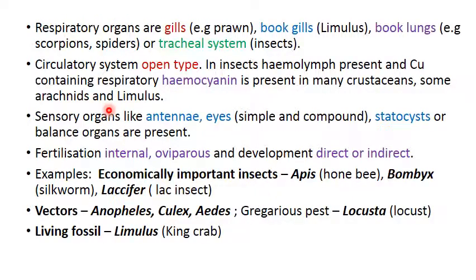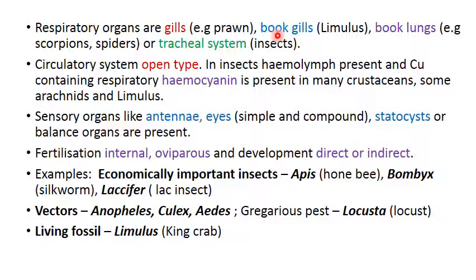Now since it is a diverse group, the largest group, there is some diversity in their respiratory organs. The respiratory organs can be gills, like in the prawn. It can be in the form of book gills. How are book gills? Why the book? Because the gills are like plates, like thin pages of a book, and lie one on top of the other.